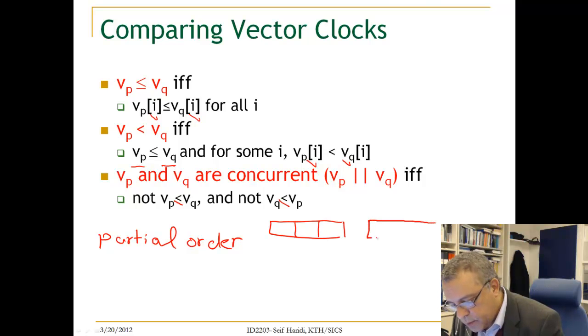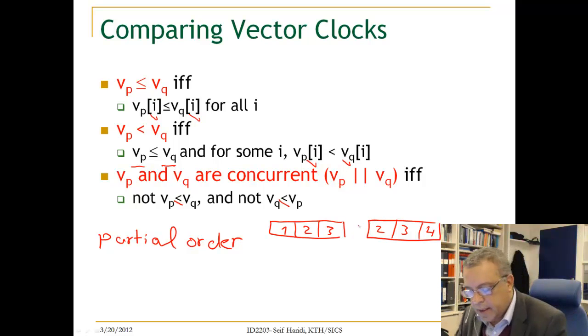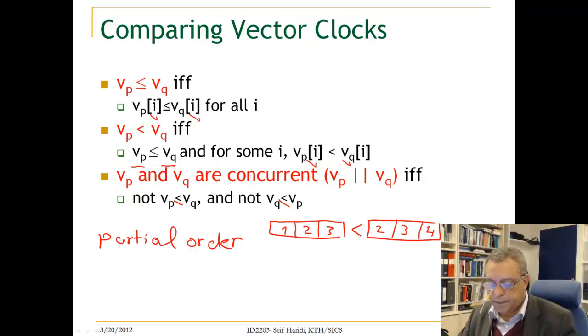Here are two vectors for three processes. We say we have the values 1, 2, 3 and 2, 3, 4. This clearly shows that this vector is less than that one.